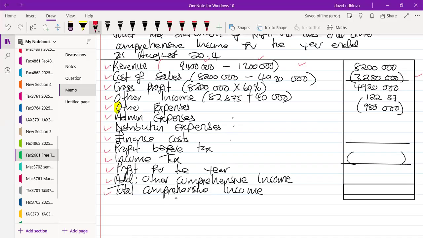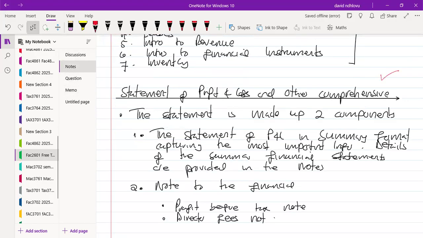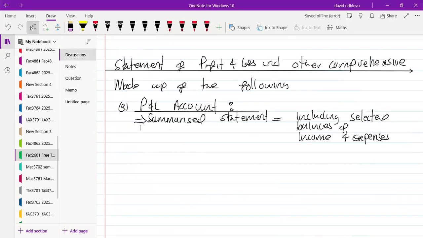So this is a typical structure at this level, which will differ slightly from what you did, because there you were not grouping expenses under classes. Each expense was being shown on its own. So that's the first thing that you must note. That is different when you do the statement at this level.